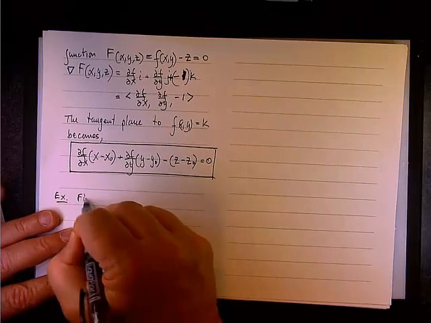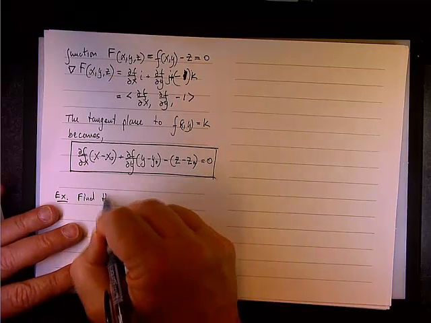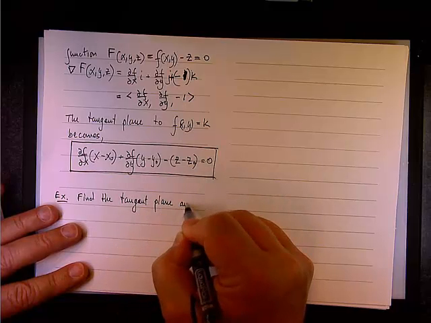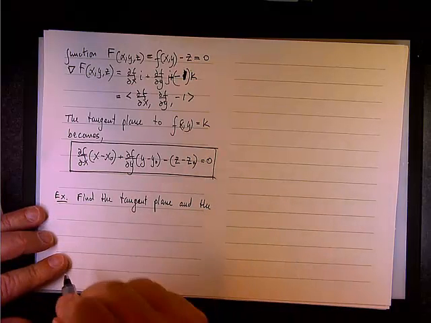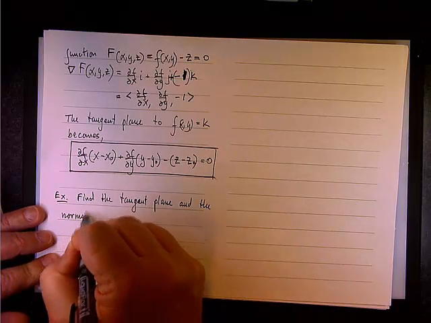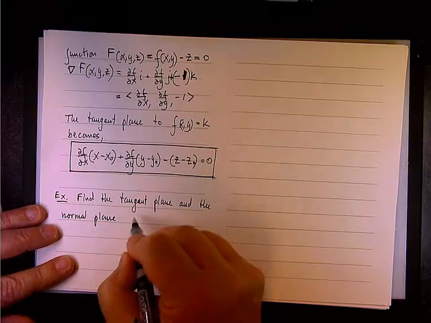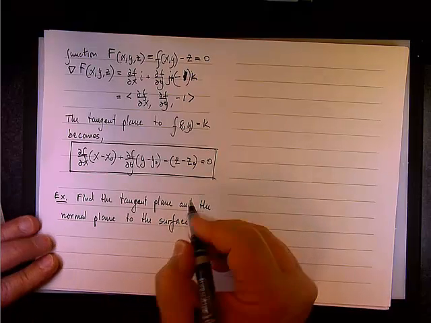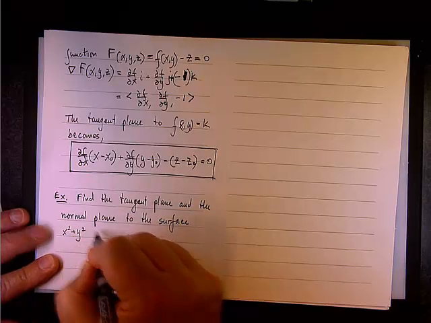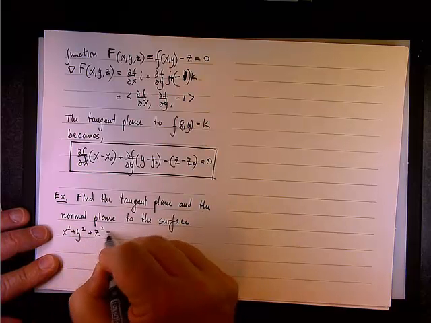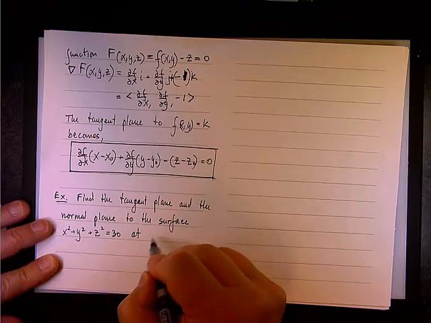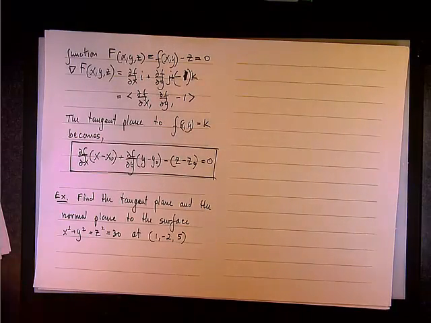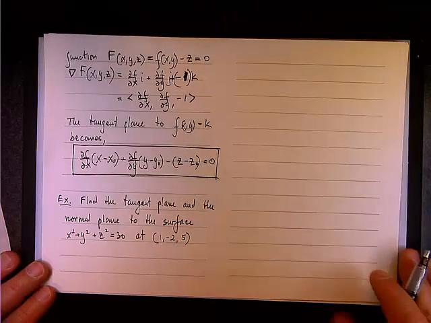In this example, we need to find the tangent plane and the normal line to the surface x squared plus y squared plus z squared equals 30 at the point (1, -2, 5).